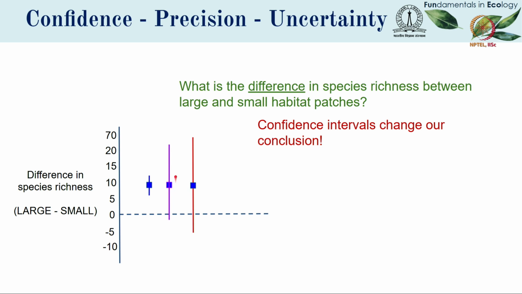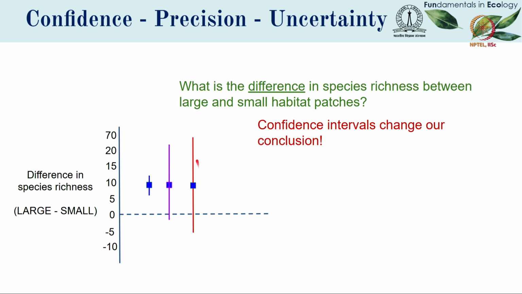Take the next case. Here you have a much wider confidence interval which includes both no difference all the way to a very large difference. So, here we have very high uncertainty, very low precision. We have some evidence that there might be a difference in species richness, but we can't be confident about it.